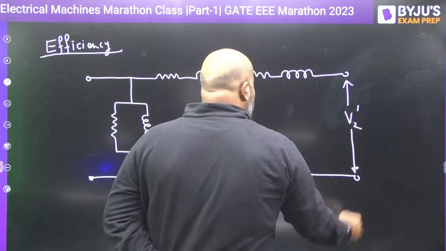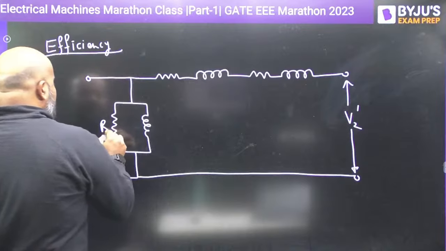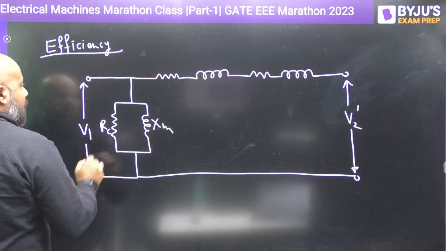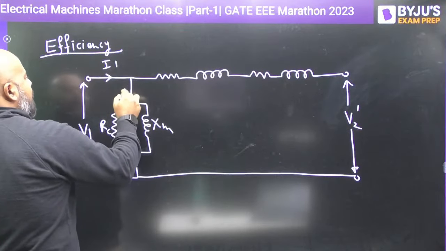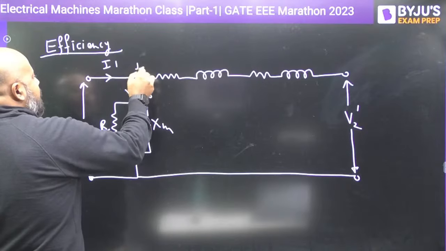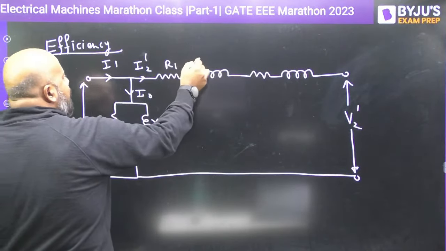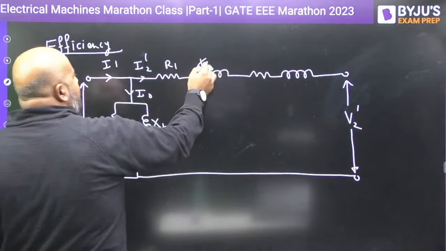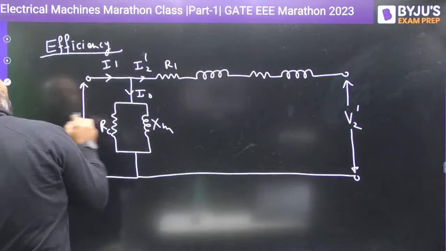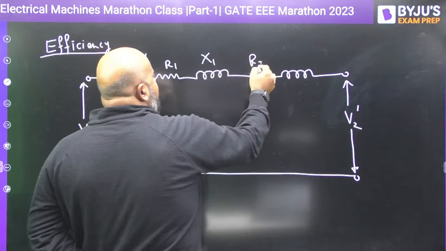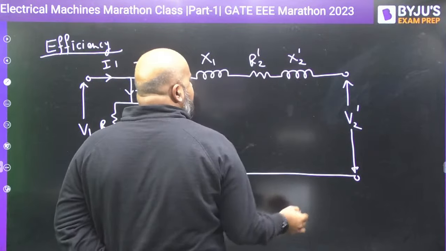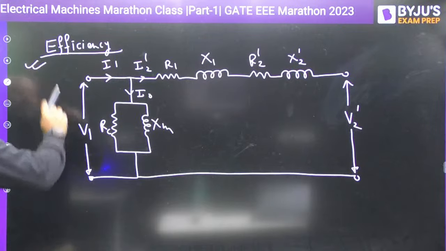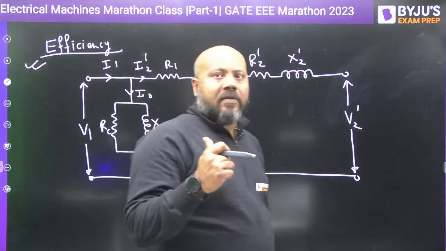Again, secondary referred to primary, V2 dash. This is RC, this is XM, this is V1. This is I1, this is I0, this is I2 dash, this is R1, this is X1, this is R2 dash, this is X2 dash, this is V2 dash, this is I2 dash. This is how you are going to use it for efficiency. If nothing is given in the question, you can follow this equivalent circuit.